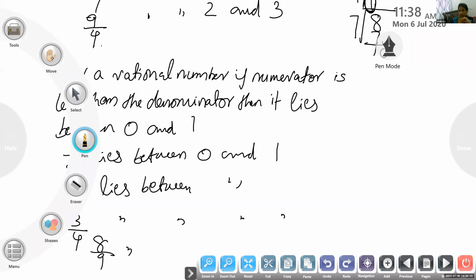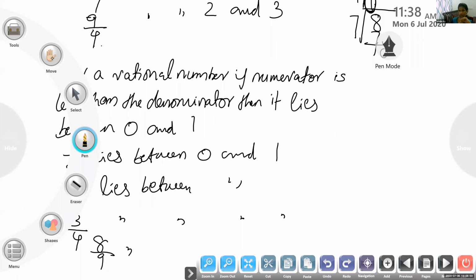Ma'am, next one. Next, I'm going to give you some questions. Find out which numbers the following rational numbers lie between. Ma'am, 8 by 7, the numerator is greater than the denominator, no? Yes, in that case, we have to find out the integral part of 8 by 7. So we will divide. 1 point will come. So it lies between 1 and 2.